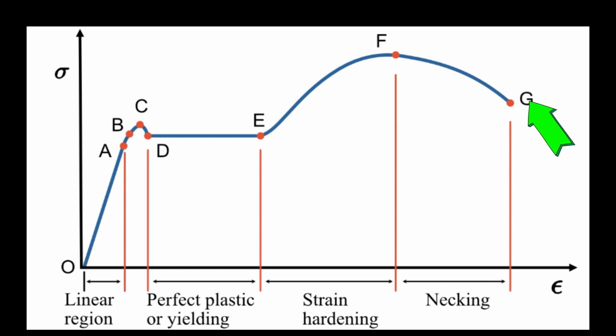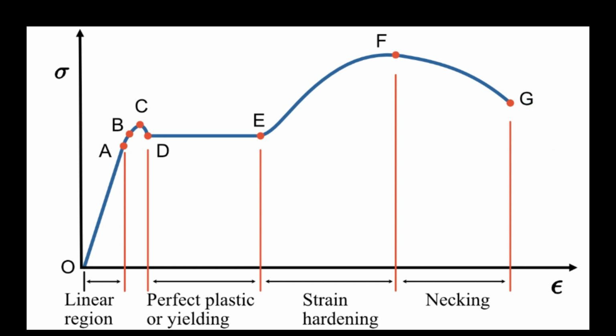Point G indicates the fracture point, which is the stress point at which a material breaks or fractures. It is the point where the material can no longer withstand the applied stress and experiences a sudden loss of structural integrity, resulting in complete failure or fracture.